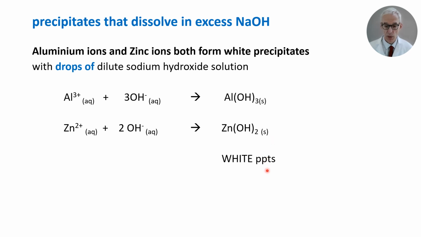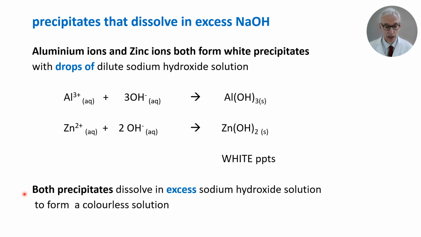Now, both of these are white precipitates. So how do we tell the difference between the white precipitate of calcium and these two? Well, calcium, if you recall, was insoluble in excess. Both these precipitates dissolve in excess sodium hydroxide to form a colorless solution.